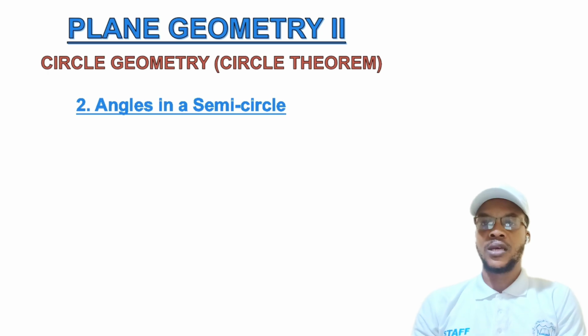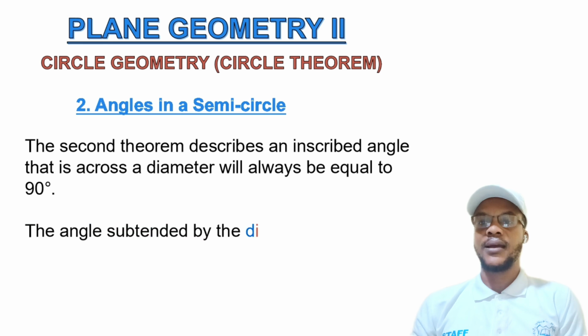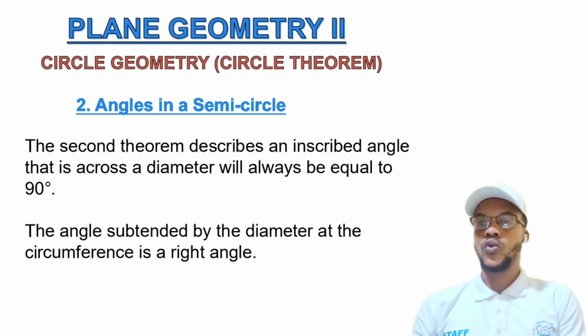So when we say angles in a semicircle, what does this theorem say? This theorem describes an inscribed angle that is across a diameter, which will always be equal to 90 degrees. Or it also says the angle subtended by the diameter at the circumference is a right angle. Yes, that is equal to 90 degrees.